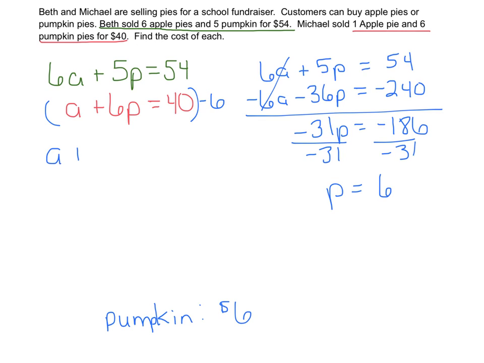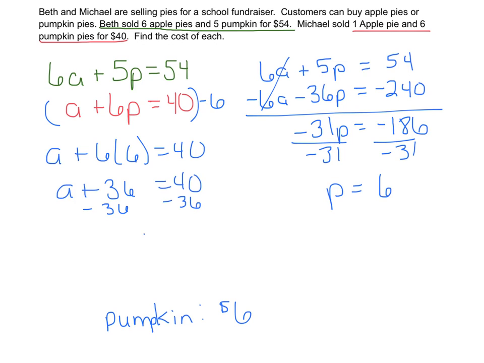So I'm going to use the bottom one again. A plus 6 times 6 equals 40. That would be A plus 36 equals 40. Subtract 36. A equals 4. So the apple pies would be $4 each.